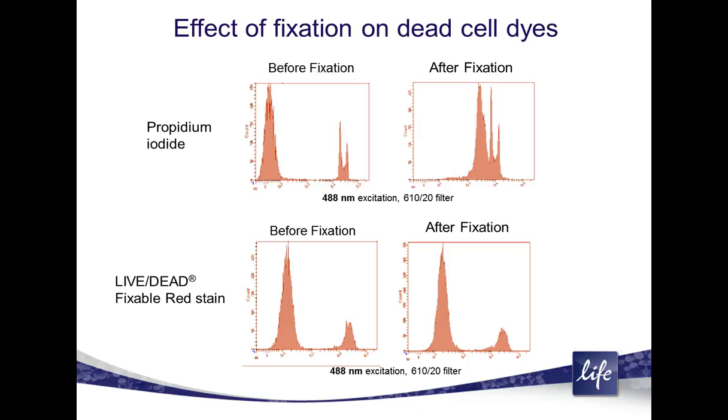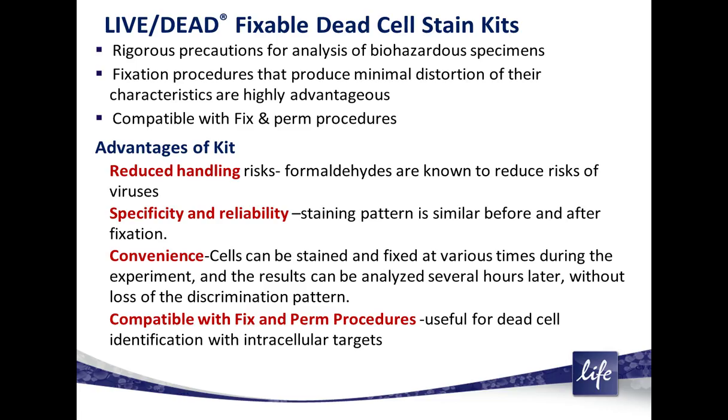A mixture of live and dead cells were labeled with either PI or the fixable red cell stain. These are read in the same channel on the cytometer. And you can see in the before fixation that the dead cells are clearly distinguished from the live cells. However, when these samples were fixed and then rerun, only the amine reactive dye maintained this distinction between the live and the dead cells. It is lost with PI.